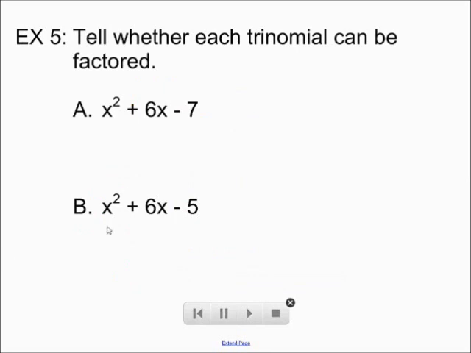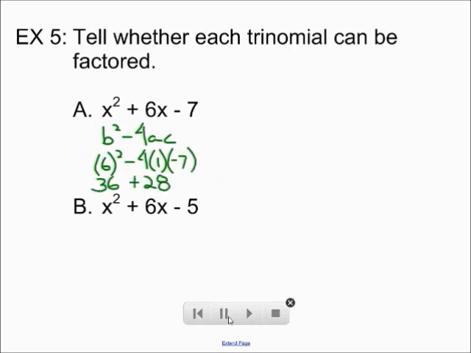Not all trinomials can be factored. If you're looking for factors of negative 7 that add up to 6 and you're having a hard time, maybe stop and evaluate the discriminant, b squared minus 4ac, of the trinomial. So in this case, 6 squared minus 4 times 1 times negative 7, which comes out to 36 plus 28, which is 64.